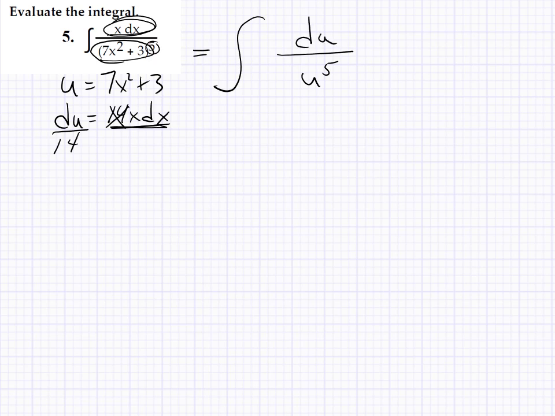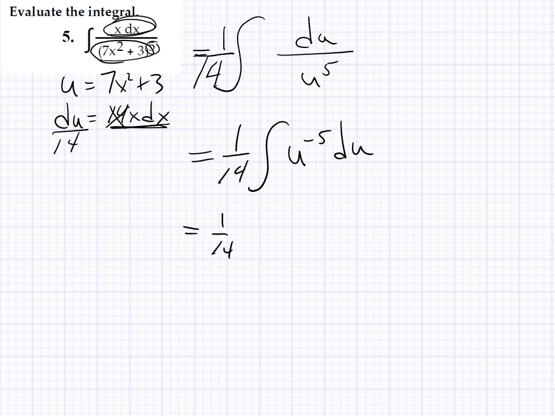Now I could put the over 14 here, but I'm going to put it out because over 14 is a constant multiple. So now if I go to integrate this, I have 1 over 14 integral. I'm going to write this as u to the negative 5 du, so now I can use the power rule. And now it's really easy to do. So in which case I get 1 over 14 times u to the negative 4 divided by negative 4 plus c.